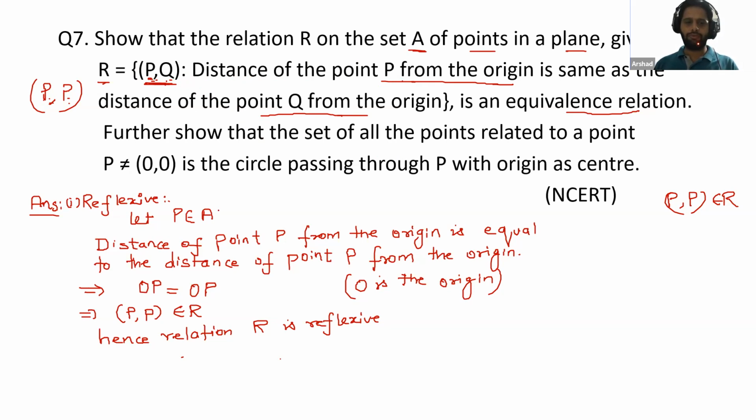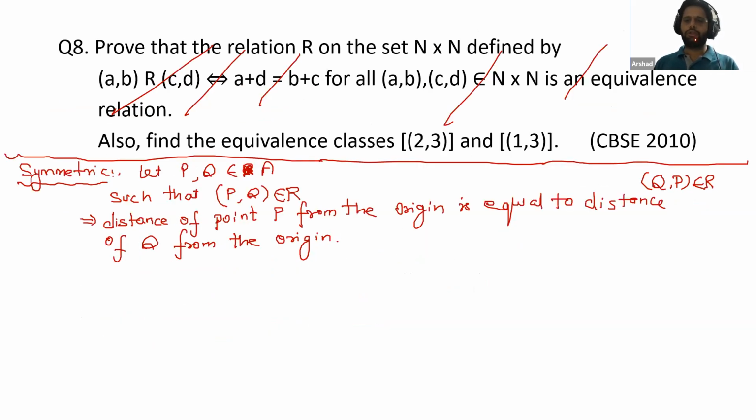I will explain this later on. Right now we are doing the symmetric. For symmetric, you know that first of all, from the set we assume two elements. Here, in place of elements, we have points P and Q. So we have assumed that P comma Q belongs to A such that P comma Q belongs to R. Now, what is meant by this relation? The distance of point P from the origin. We can represent this as OP is equal to OQ. Now we can also say that if OP is equal to OQ, then OQ is equal to OP. This is the same thing. So this implies if OQ is equal to OP, then as per our relation, this means Q comma P belongs to R.